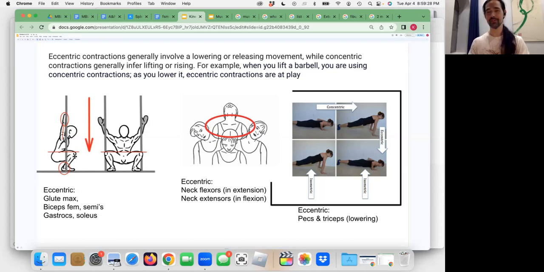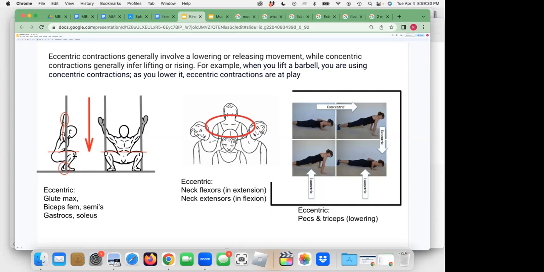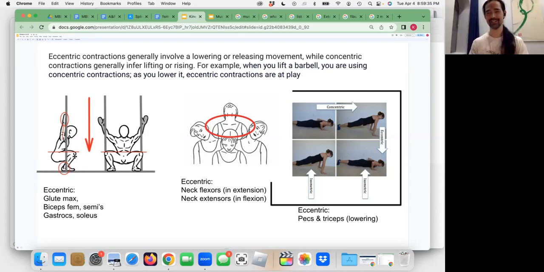I don't mean to misgender you. I'm assuming, you good? But it should be concentric. It should be concentric. All right.